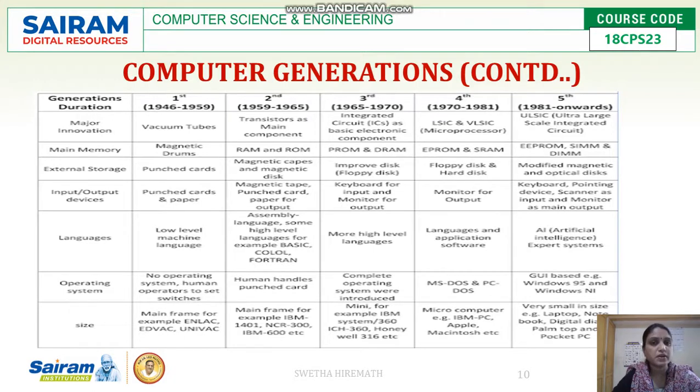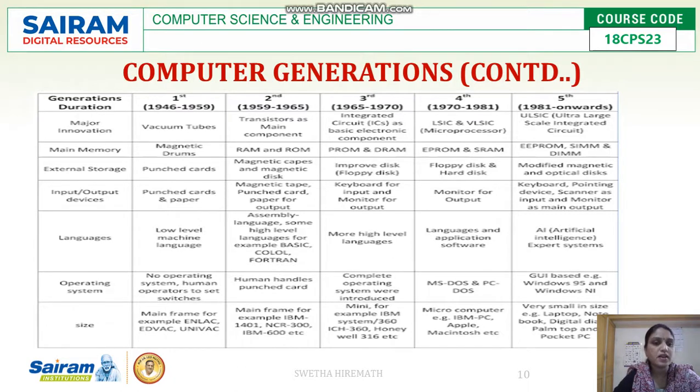External storages were punch cards, but now we are going with the modified magnetic and optical discs. Input and output devices were punch cards and papers. Now we are using keyboard, pointing devices, scanners, and printers and monitors. Everything we are using now. Languages were low level language and machine level language, which was used in the first generation, but now we are going with artificial intelligence and high level languages.